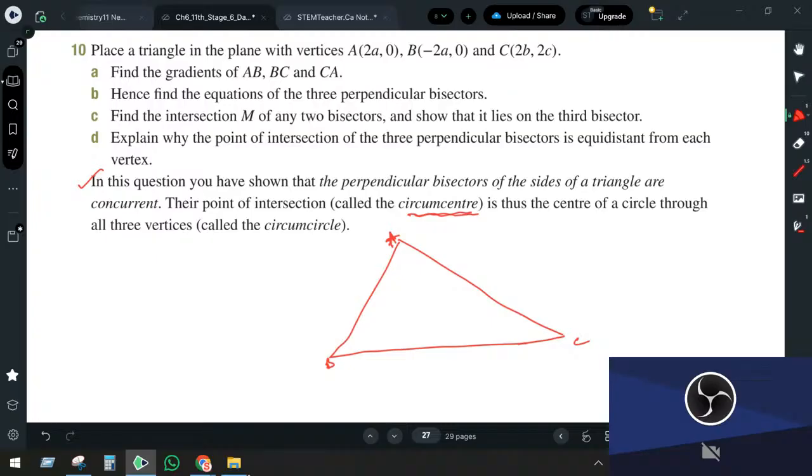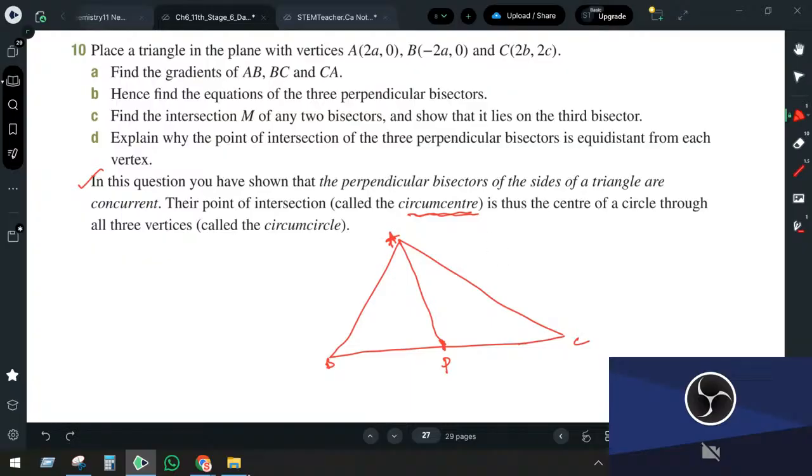Perpendicular bisector. What is BC? What is the midpoint of BC? Somewhere it will come here. If you join this A and this point, we take it as P. Then what is AP? The median. Quite clear.